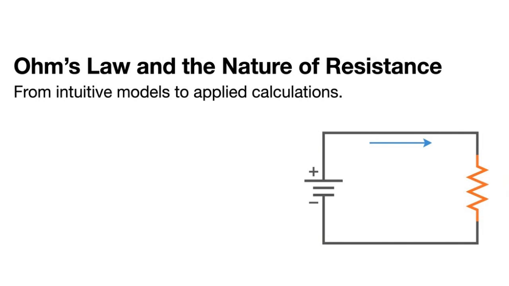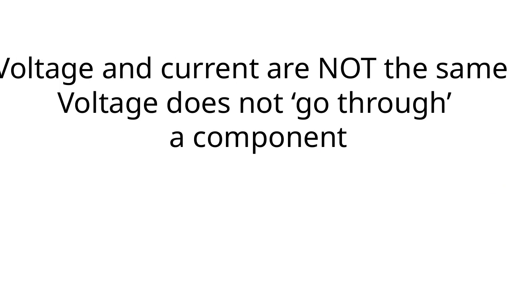Let's begin by exploring the fundamentals of Ohm's law and understanding what resistance really means in an electrical circuit. Along the way, we will consolidate our understanding of voltage and current. Voltage and current are often confused, but it's important to understand they behave differently in a circuit.